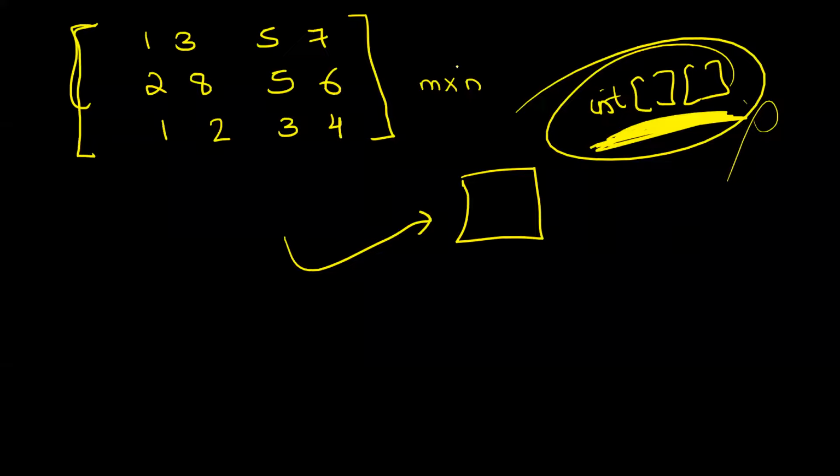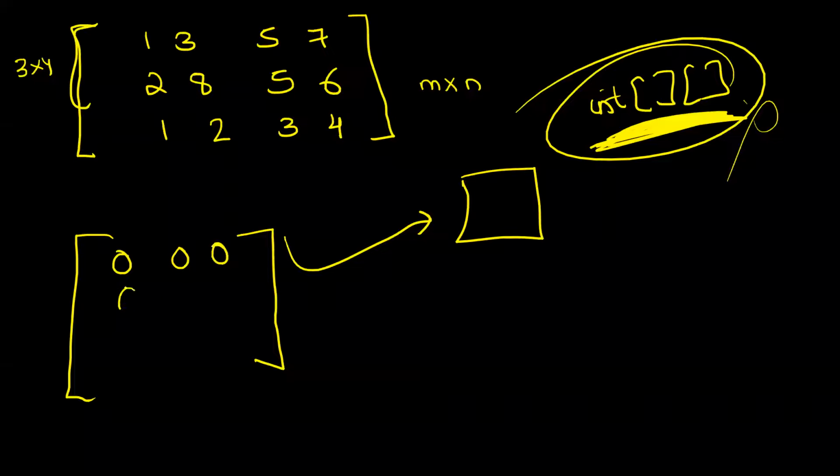So let us try to understand how we do this, right? So first of all, I see that the original matrix is 3 cross 4. So I make a new matrix, 4 cross 3. I make a new matrix of size n cross m. Okay. And it will be all zeros. Okay. I have made a new matrix.